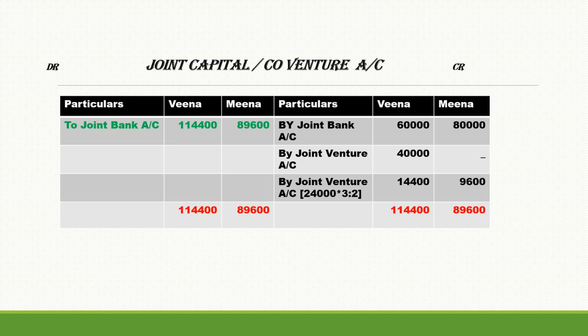Joint capital account, or we can write co-venturers account. First step is by joint bank account. The capital contributed by the partners, by the co-venturers. So as I said, capital contributed by co-venturers will come in 2 places: co-venturers account and joint bank account. 60,000, 80,000. Next, by joint venture account, purchase by Veena.